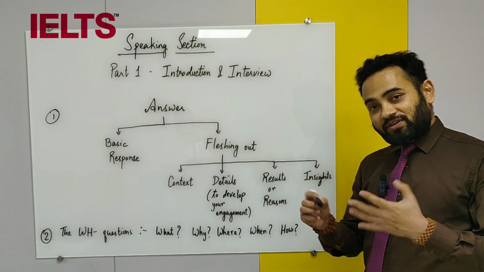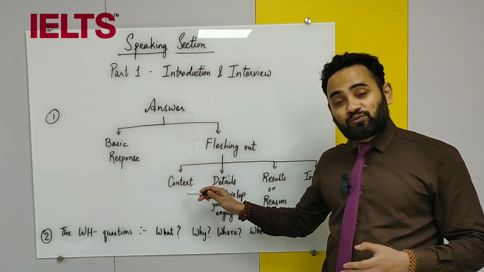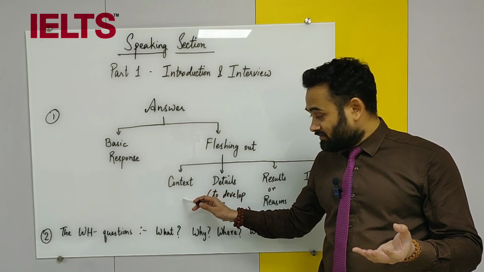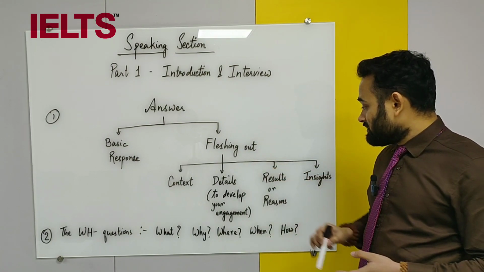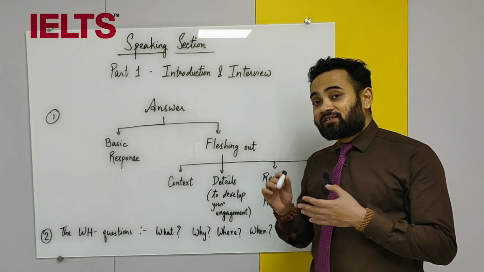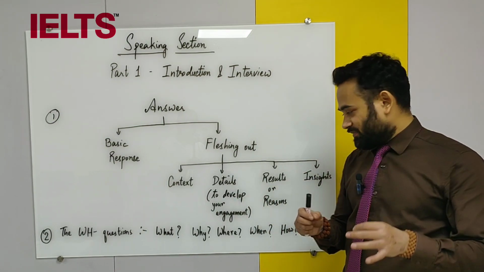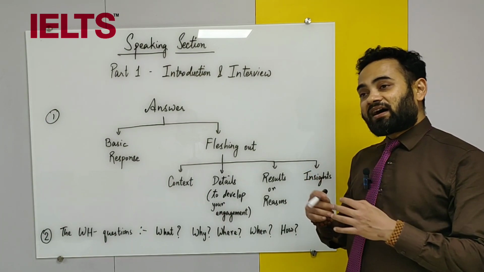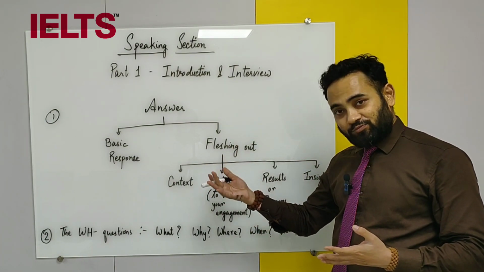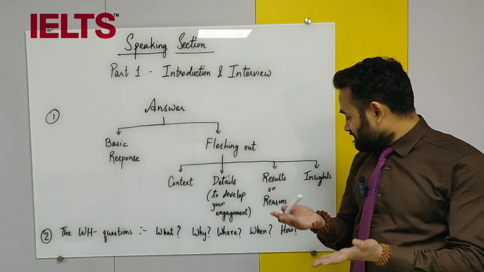So there are some techniques which you can use over here. Fleshing out can be done through context setting or details. And details would help you develop engagement with the examiner. You can also speak of results, what happened after you went to that library, or reasons, why did you choose to go to that library?